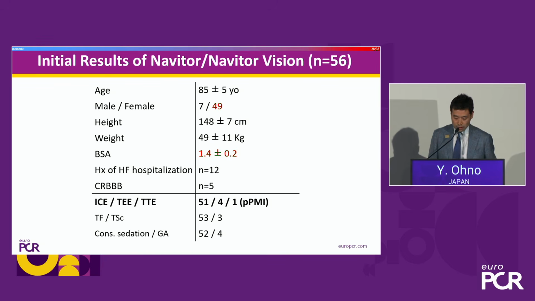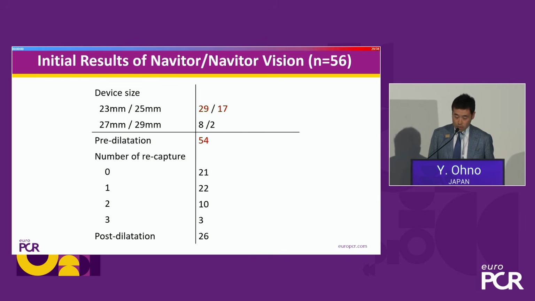So this is still a limited and initial experience from our centers, but the majority of the patients were female. BSA, as Masa mentioned, was 1.4, small body size. Most of the cases were guided under ICE guidance. The majority of size selection was 23 to 25. Most of the cases had predilatation, and around half had post-dilatation.